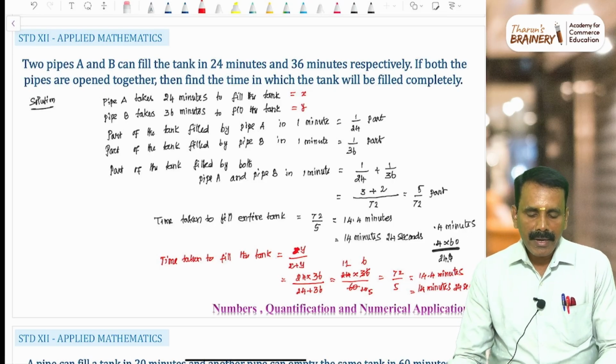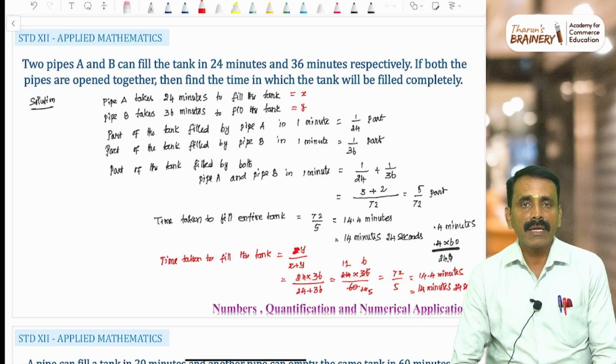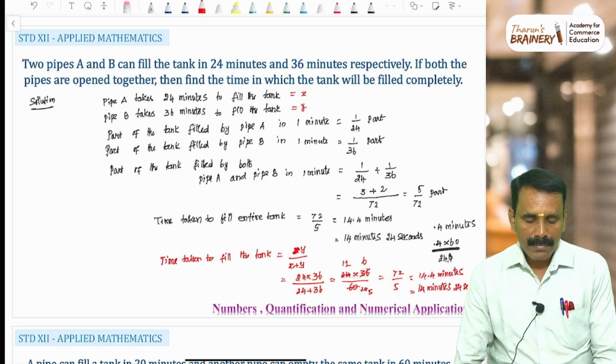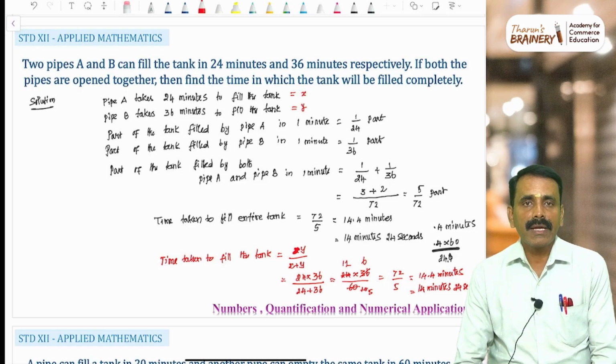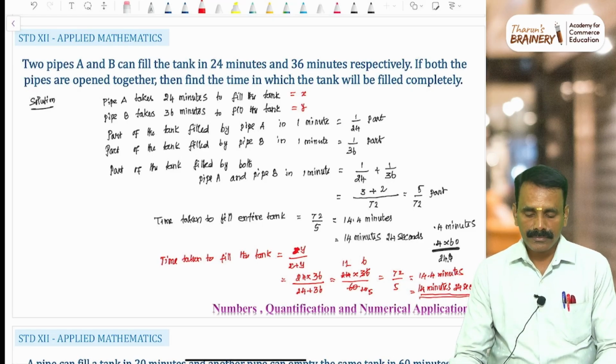So if the pipe A takes 24 minutes and the pipe B takes 36 minutes to fill the tank individually, if both the pipes are used to fill the tank at the same time, then the tank will be filled in 14 minutes and 24 seconds.